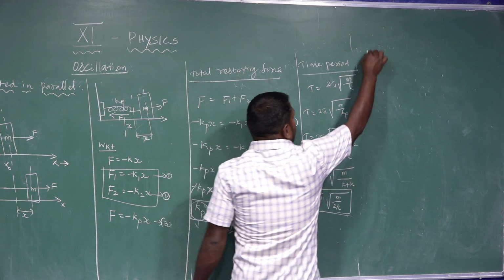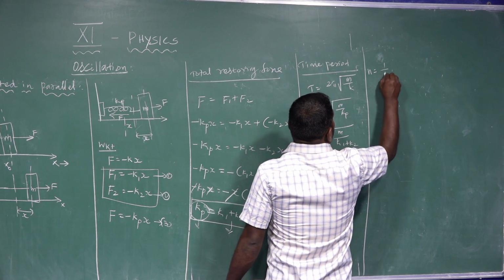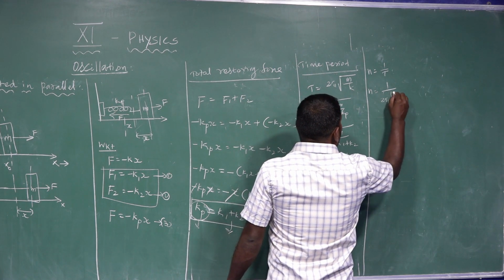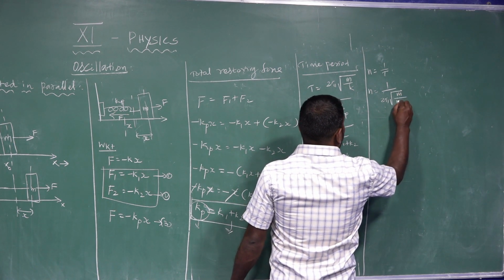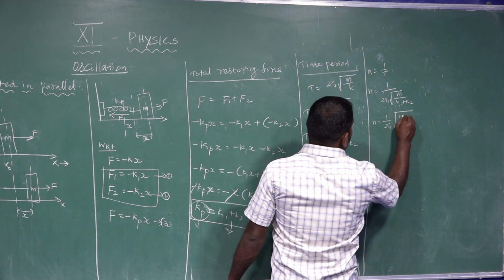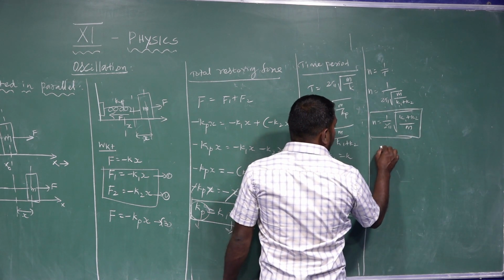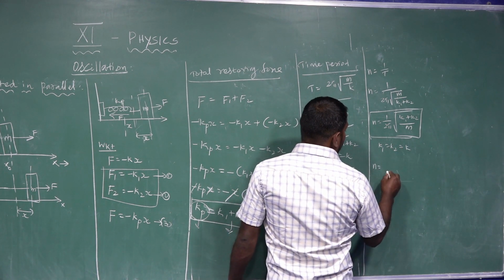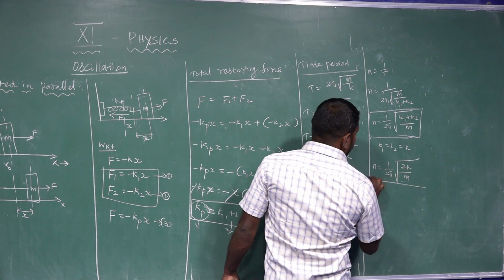Then the frequency of oscillation. The frequency of oscillation n is equal to 1 divided by T. n is equal to 1 divided by 2 pi square root of m divided by K1 plus K2. So n is equal to 1 divided by 2 pi square root of K1 plus K2 divided by m. If both springs have the same spring constant, K1 is equal to K2 is equal to K, the frequency of oscillation n is equal to 1 divided by 2 pi square root of 2K divided by m.